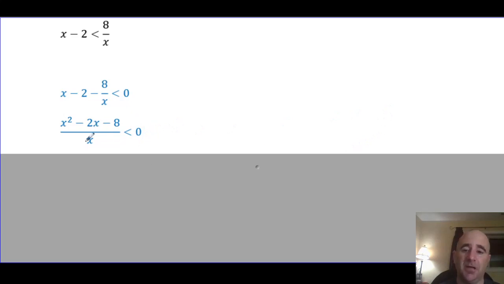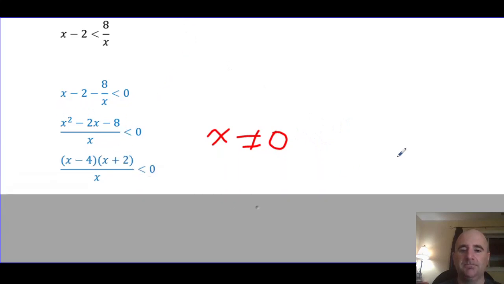Now, don't multiply both sides of the inequality by x, though, in this case. If this were an equal sign, great, multiply both sides by x. X can't be 0, okay, we should write that as well, and go. But we're not doing that. We're going to leave that there. Now, we can factor this numerator, so we'll do that as well.